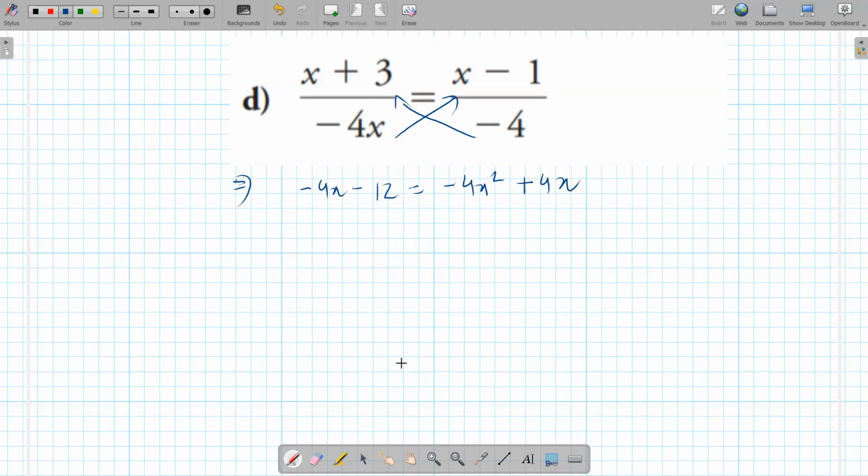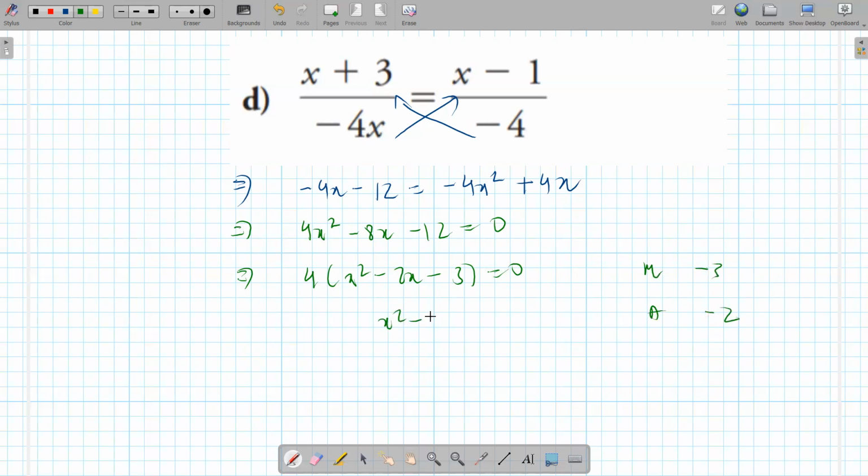What do we do from here? Then you can collect all your terms onto one side. Yeah, in fact, you have to move everything to one side because it's a quadratic. If it's degree 2 or up, you want to move everything to one side and make it equal to 0. Now we solve this quadratic. Actually, we're going to pull out a 4. And two numbers that multiply to -3 and add to -2. What are they?